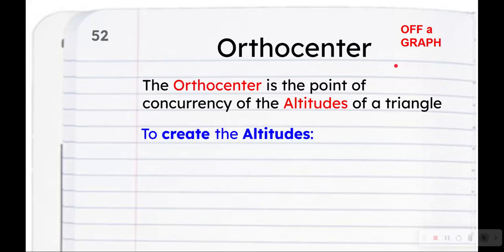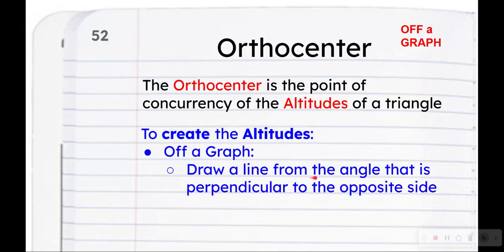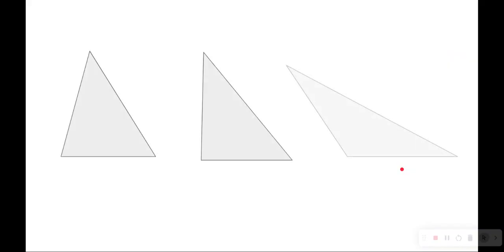So to create altitudes, to create these heights on the triangle, you're just going to find the base of the triangle and the tippity top vertex, the tippity top angle, and then draw a line connecting them so that it makes a 90-degree angle with the base. So if it's off the graph, draw a line from the angle that is perpendicular to the side opposite that angle. So let's talk about how to do this. You should have 3 triangles on your little note outlines. Let's start with the acute triangle.